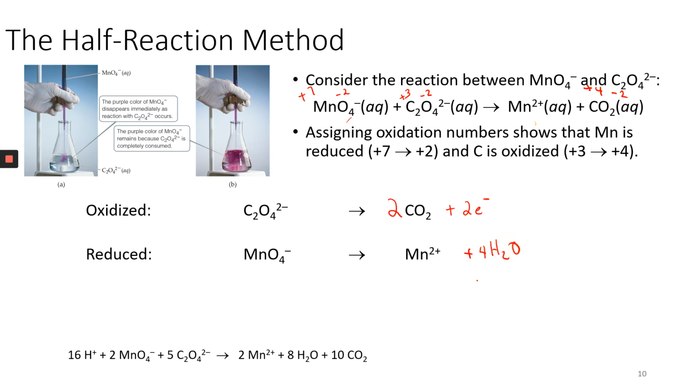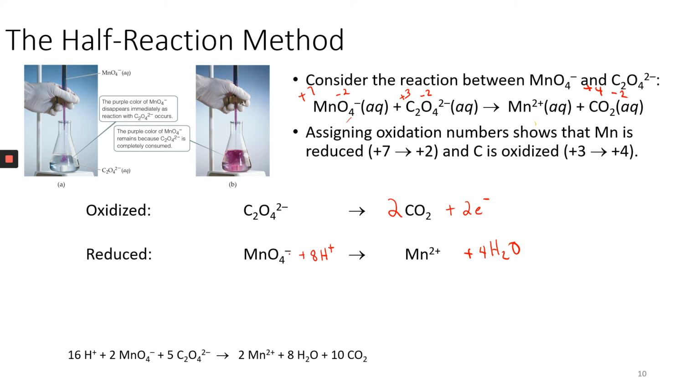But by adding water, I also added hydrogens. How many total hydrogens do I have here now? I have 8. So I have to add 8 H pluses to the left side. So now let's just double check. 1 Mn, 1 Mn. 4 oxygens, 4 oxygens. 8 hydrogens, 8 hydrogens. The last thing I need to do is balance my charge.